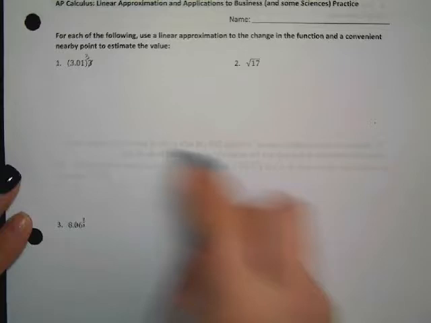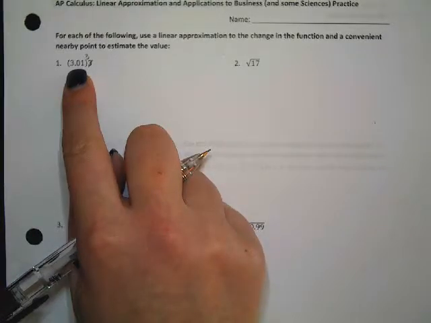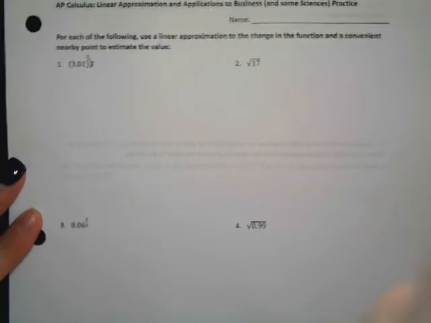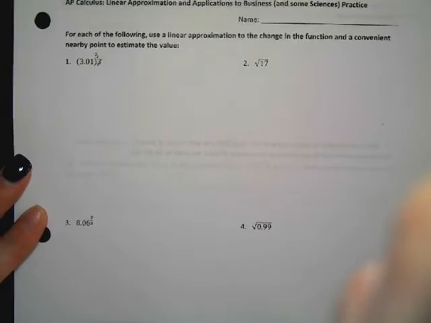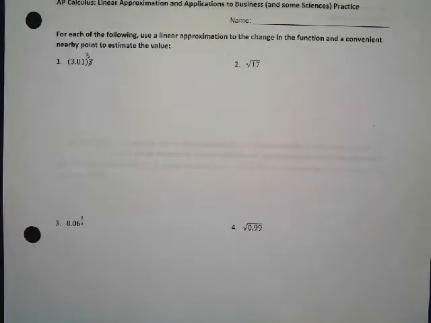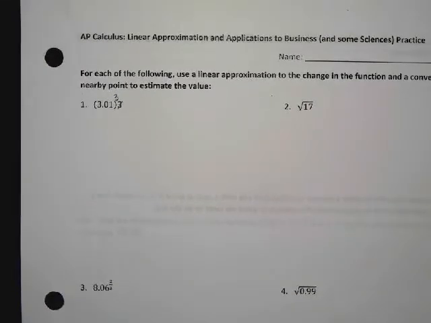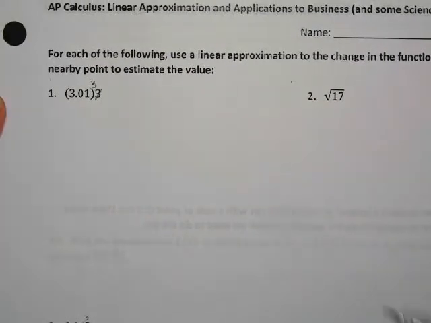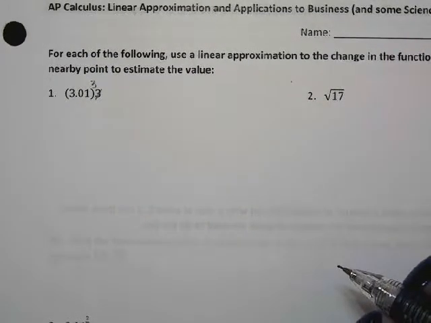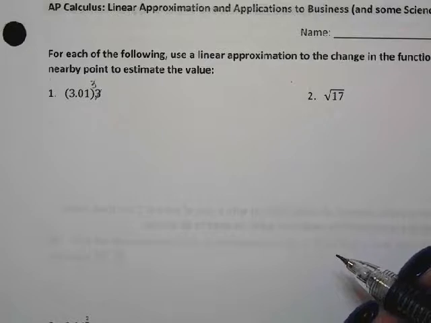Okay, this is something to the third power. 3.01 is very close to what number to the third? 3. So there's a couple different ways you could set this up. If you notice on this one, they didn't tell you what function they wanted you to use, which means you can come up with your own function, okay?